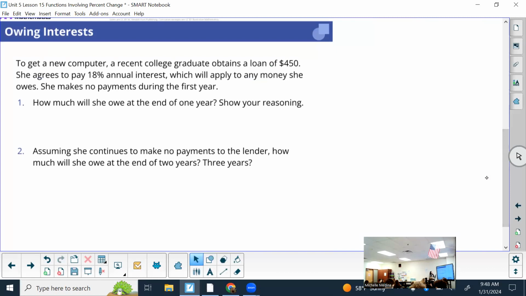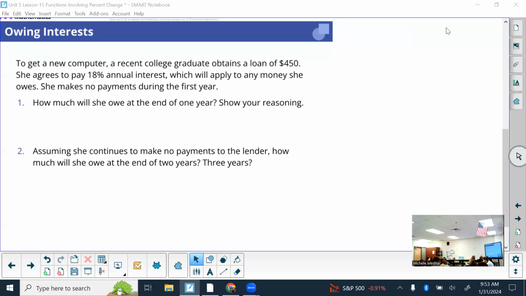How much will she owe at the end of 1 year? And then if she continues to make no payments, how much will she owe at the end of 2 years? And then 3 years. If you get stuck, refer back to that equation I talked about in the warm up. Or ask me for help, but I'll give you 3 minutes before we review these questions.